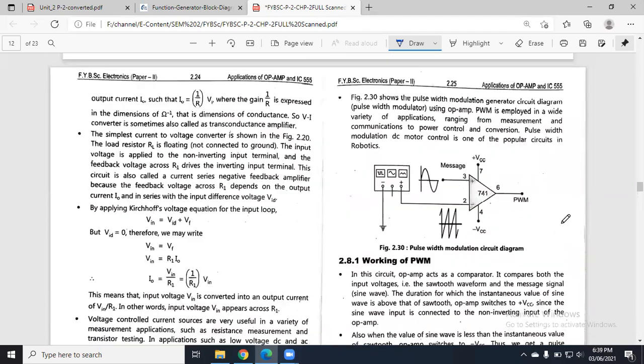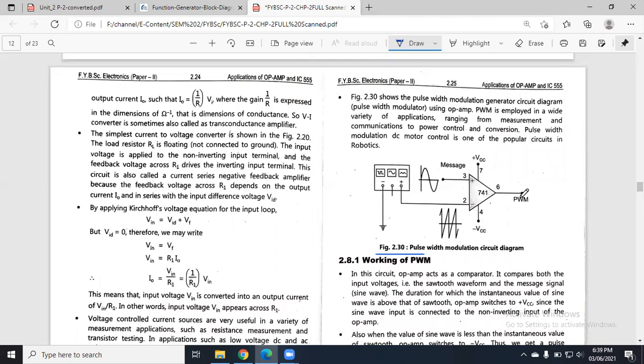Now we will understand this concept in detail. Figure 2.30 shows the pulse width modulation circuit diagram. This is nothing but a simple op amp. It has two terminals, positive and negative. The positive terminal is also called the non-inverting terminal, and the negative terminal is also called the inverting terminal. Pin numbers 7 and 4 have the supply plus VCC and minus VCC.